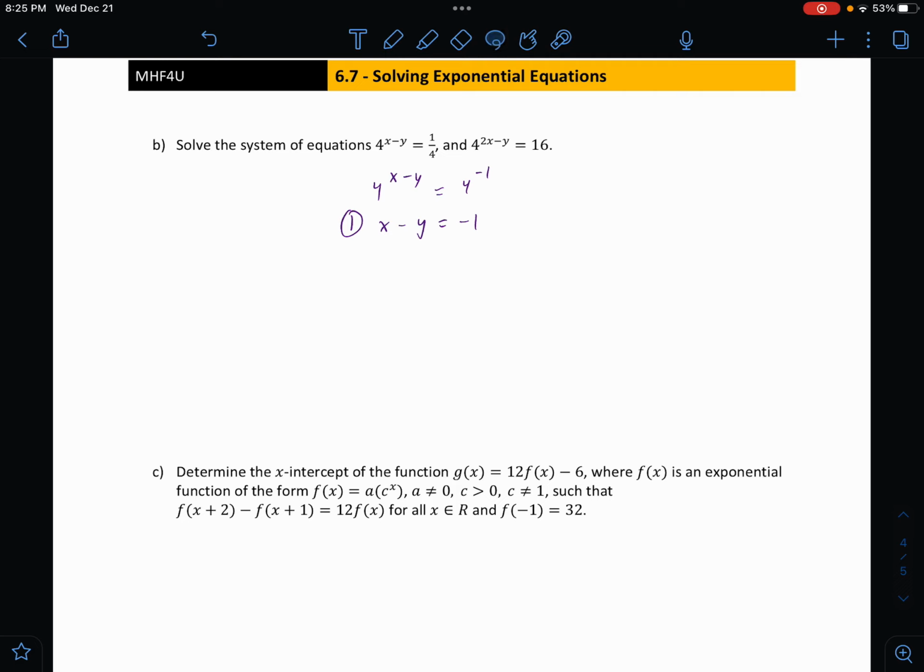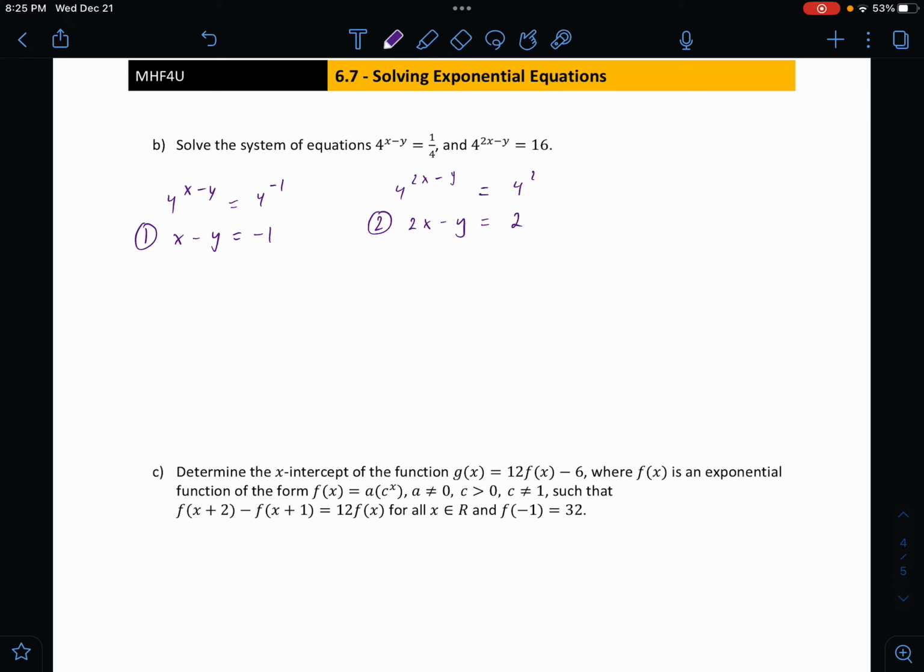Now we want to do the same thing for the second equation. So 4 to the exponent of 2x minus y is going to equal 4 squared. We can drop the bases at this point and get 2x minus y is equal to 2. That's our second equation.